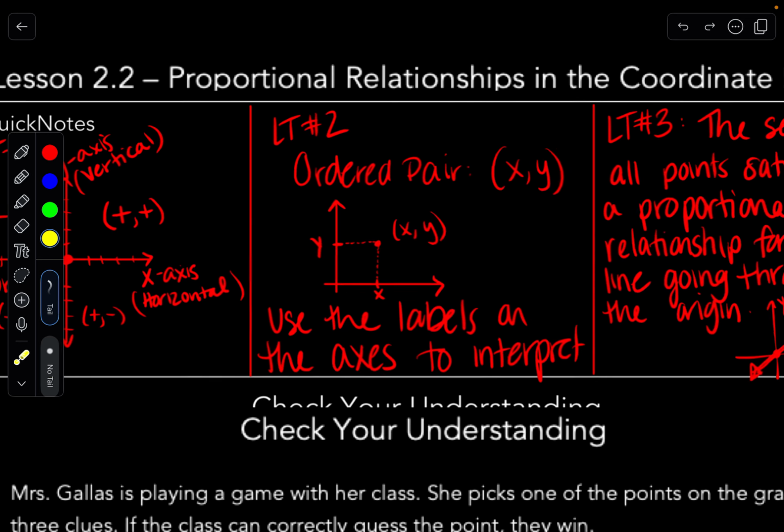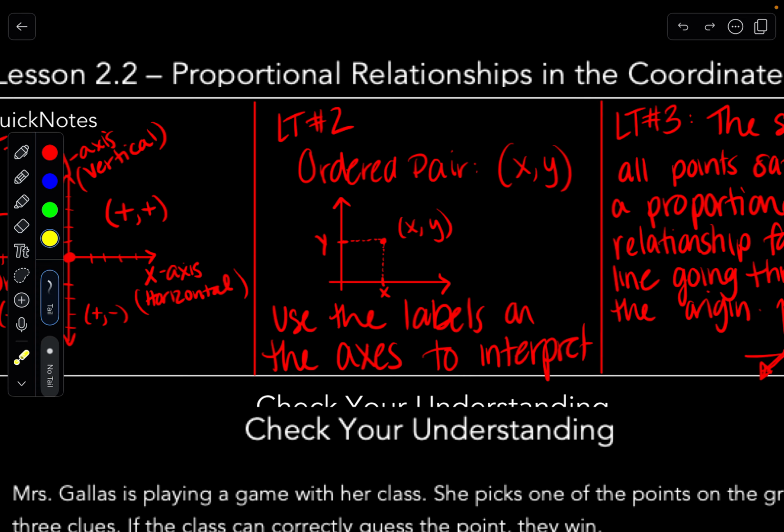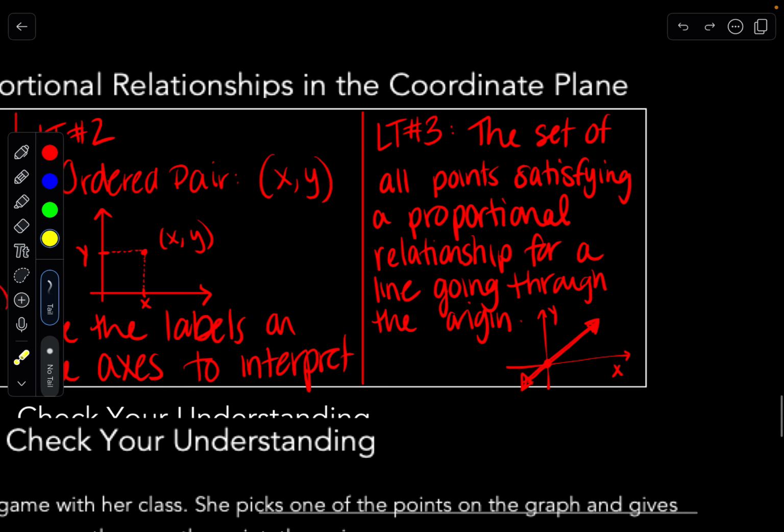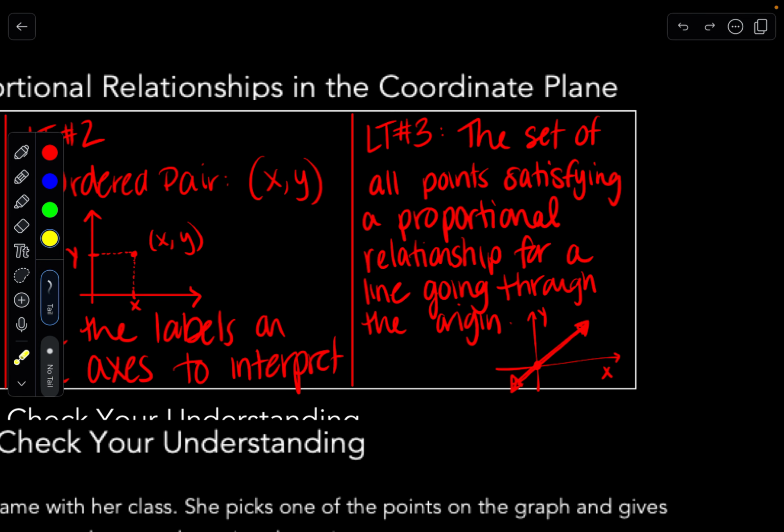All right? Now, learning target number 2 is ordered pairs, x comma y. Use the labels on the axis to interpret. So that goes later on when we start dealing with word problems. But here we go. So the ordered pair x, y can be plotted like right there. Okay, notice the x is the number along the x-axis, and the y is the number along the y-axis. And that's how you plot an ordered pair. This is stuff you should have seen in your previous classes. All right, you did a little bit of this in your pre-algebra class.